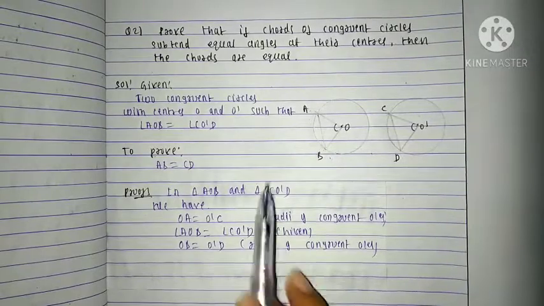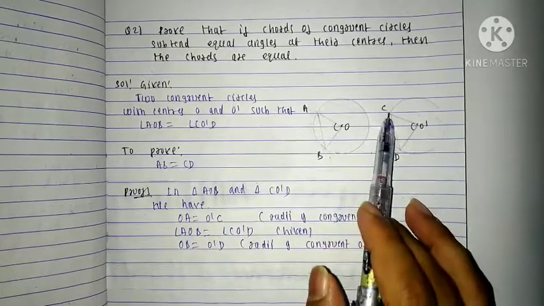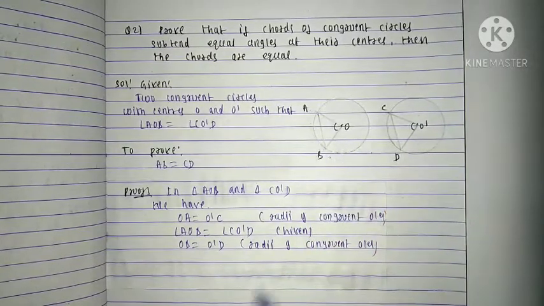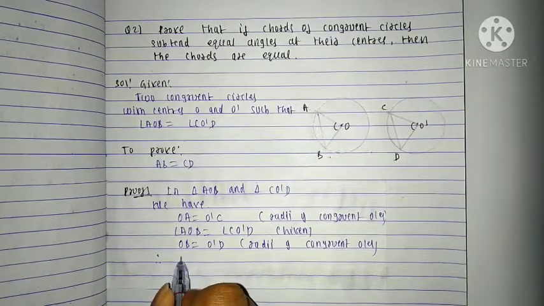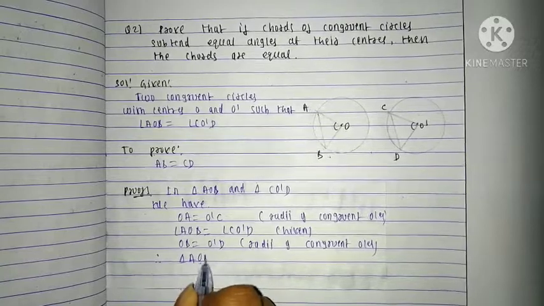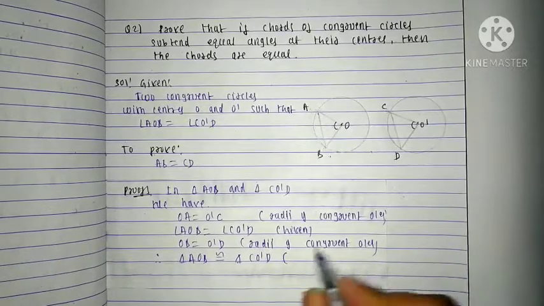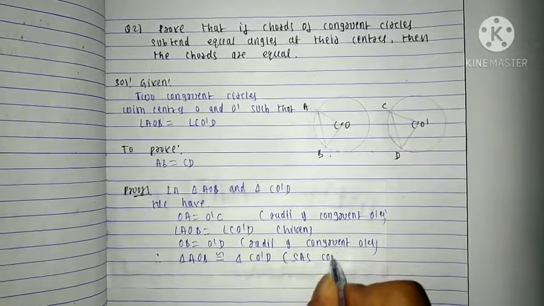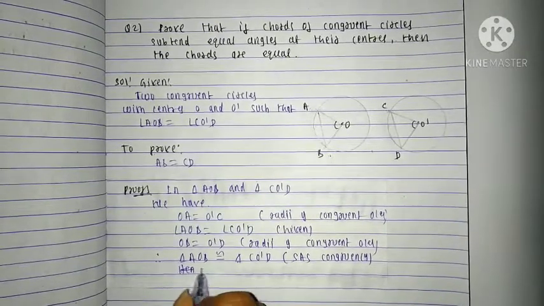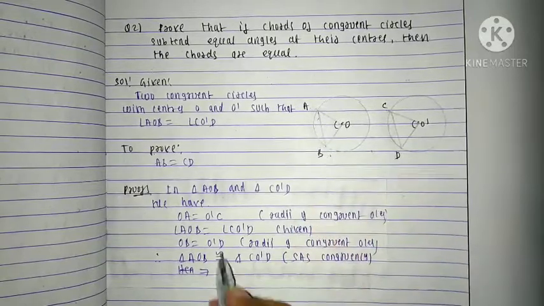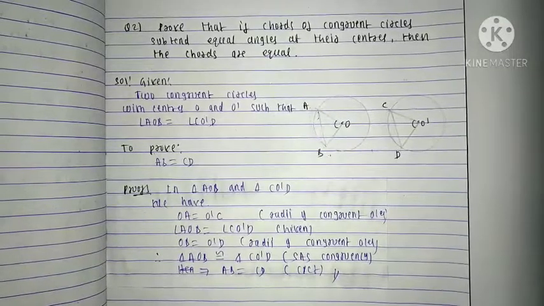So in triangles AOB and CO'D, we have shown that OA is equal to O'C, angle AOB is equal to angle CO'D, and OB is equal to O'D. So can we say that these two triangles are congruent? Yes, we can say that triangle AOB is congruent to triangle CO'D by the side-angle-side congruence rule. That implies AB is equal to CD, by CPCT. Hence proved.